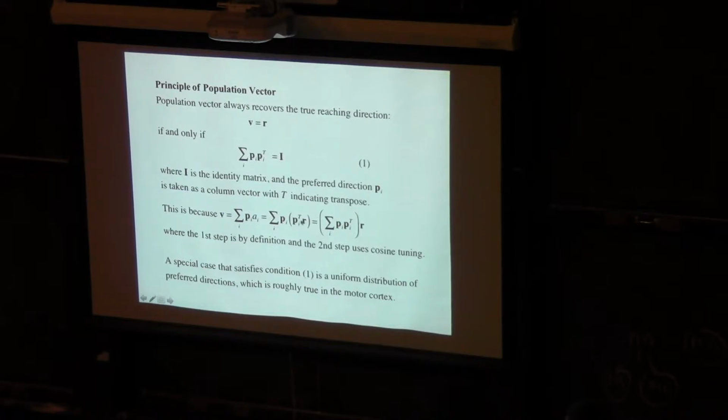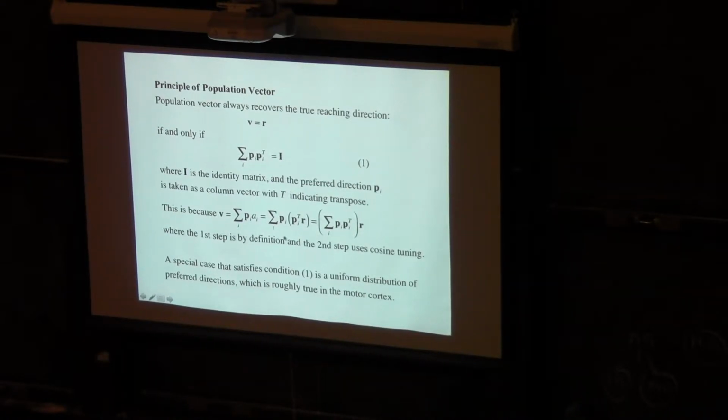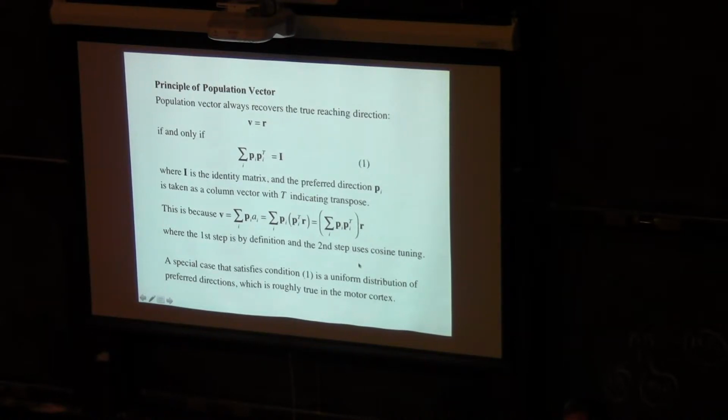The vector form, and I put the A on the right side because scalar doesn't matter, but this makes things much more convenient. You put it this way, and then you get rid of R in the sum, you get it out, so you have this form in the summation. If the summation is the identity matrix, then your population vector is equal to your reaching direction exactly. That's a very simple argument.